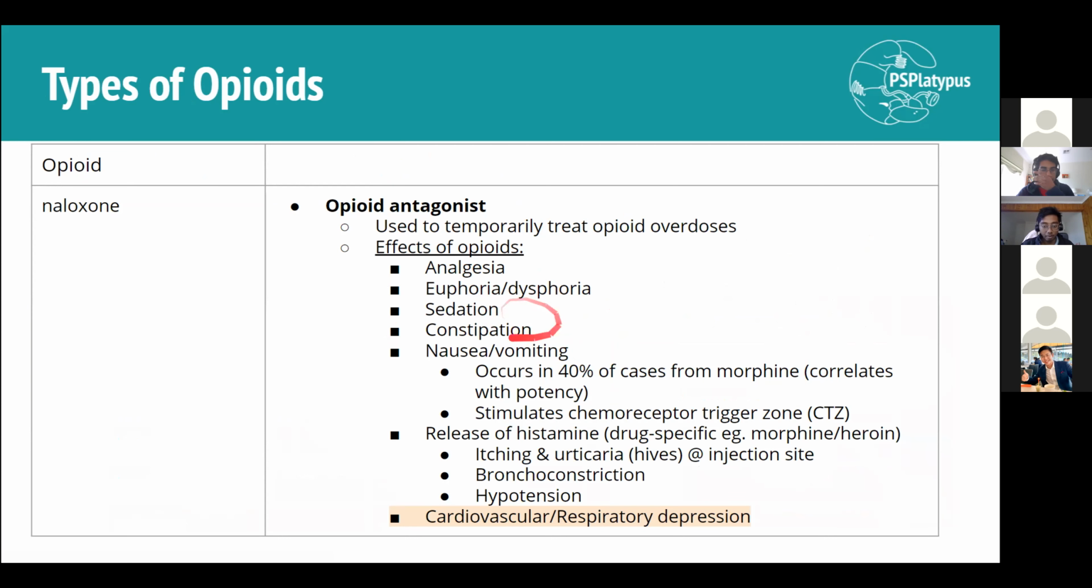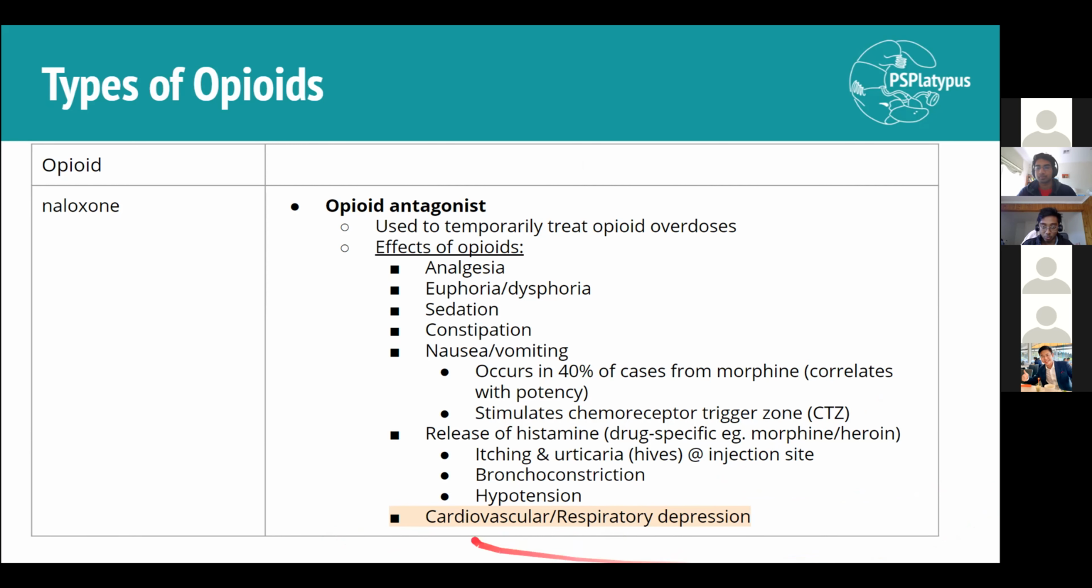So there are a bunch of different effects of opioids. Nausea and vomiting is something that's pretty clinically relevant, and it occurs in a lot of cases from morphine, which is what we use clinically. It correlates with potency as well, and it does this by stimulating the chemoreceptor trigger zone in our brain. Don't really worry too much about that though. There are some drug-specific side effects, like the release of histamine, for example, in morphine and heroin, causing itching, urticaria, which is like hives at the injection site, and other mast cell effects like bronchoconstriction and hypotension.